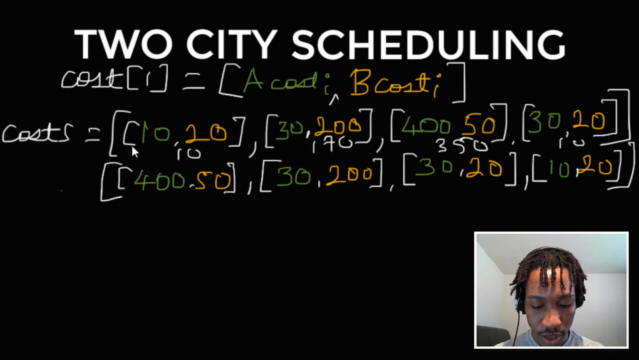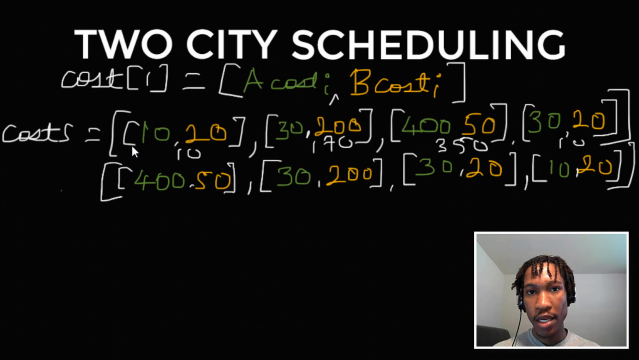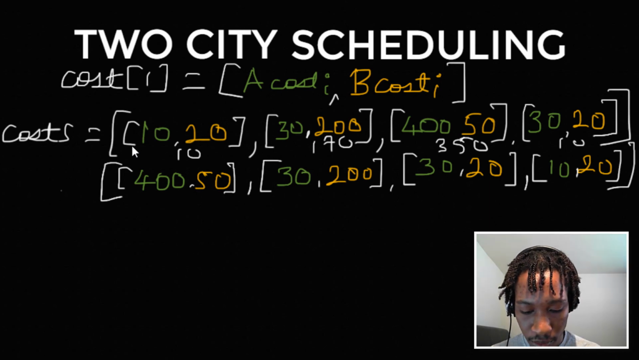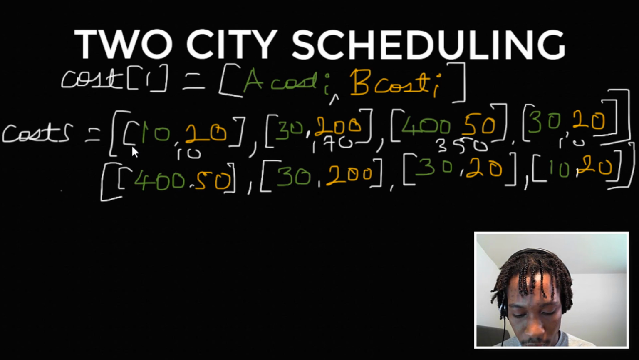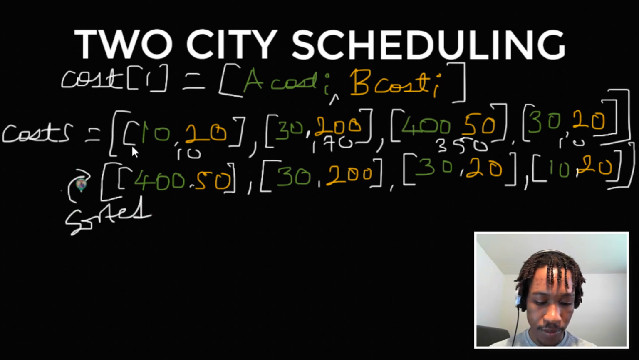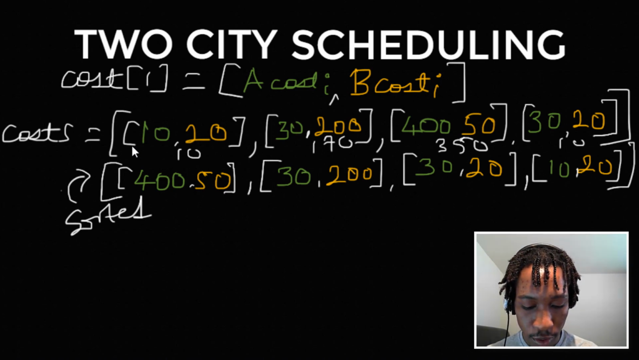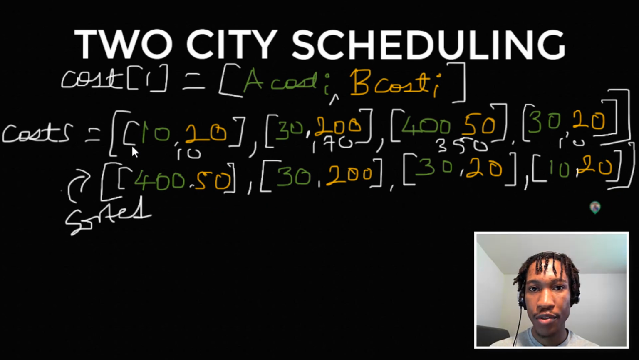So now that we sorted the input array in descending order of the cost to fly each person to either city A or city B, we can now implement a greedy algorithm that would allow us to send each person to the cheapest city. So I'm going to write this as sorted so we don't forget. So sorted is this. And now let's implement the greedy algorithm to send each person to the cheapest city. So we're going to iterate through the sorted array and then apply that principle.